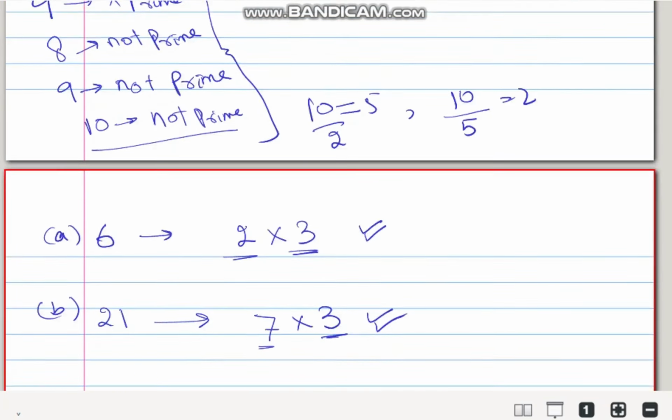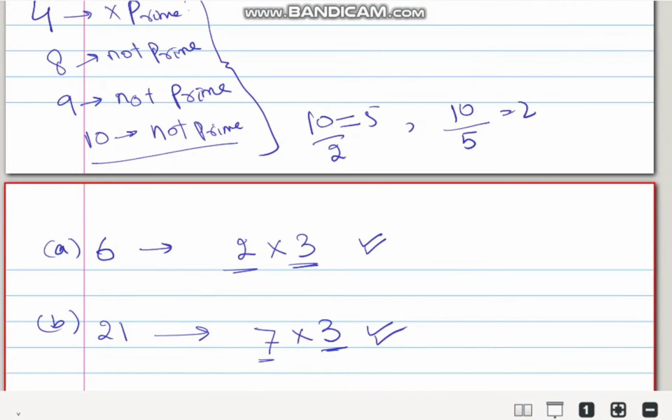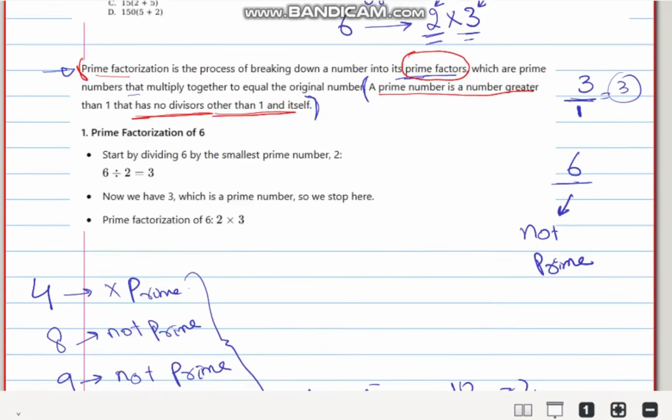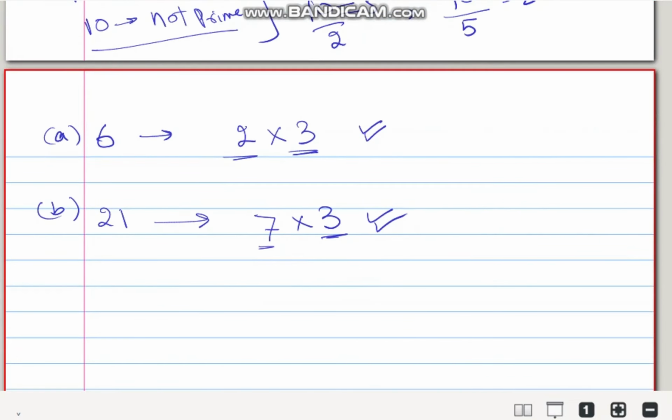Let me again write here with red pen the definition of prime factorization. They are already written here. Prime factorization is a process of breaking down a number into its prime factors. Please note the thing: the factors must be prime. This is the factor, these are the factors. These factors must be prime. This is the thing basically.